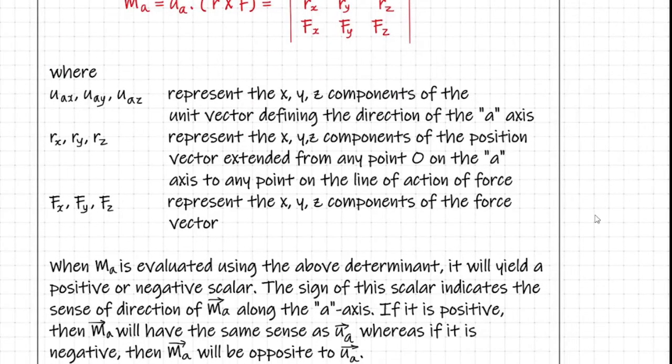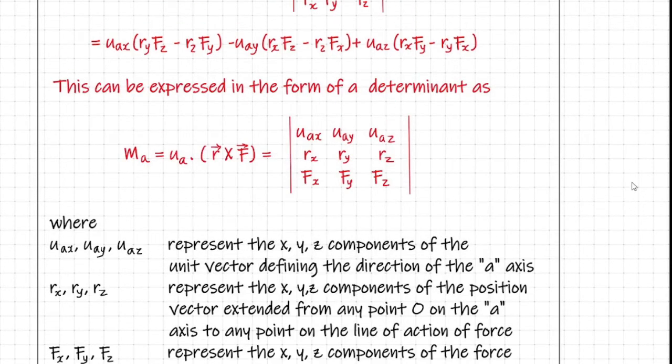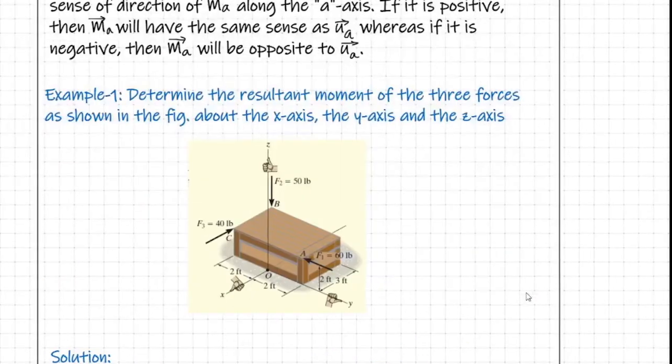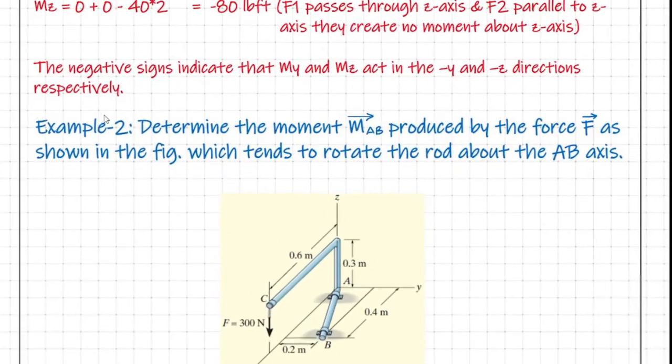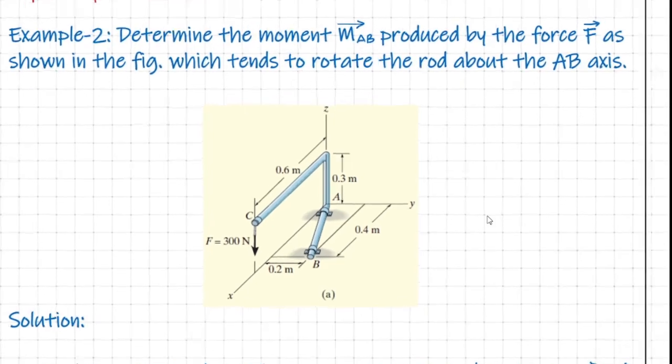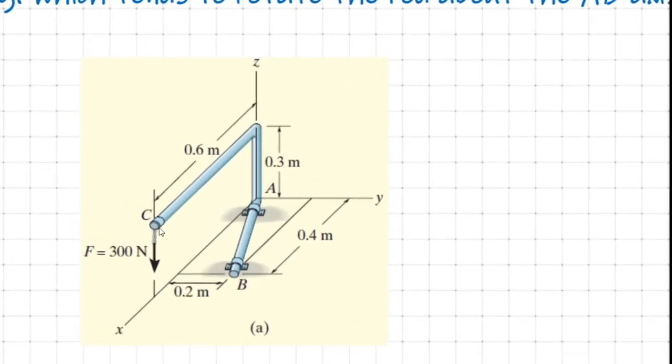Okay. Now, in order to explain our discussions, let me take a very simple example, that is example number 2. Let me read this problem statement. Determine the moment M_AB produced by the force F as shown in the figure, which tends to rotate the rod about the AB axis. Look here. This is a simple case of a bent bar. You can say that it consists of 3 straight segments and this rod assembly is affixed to the XY plane using 2 clamps.